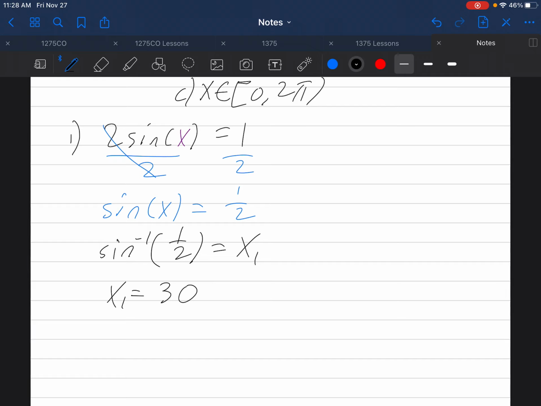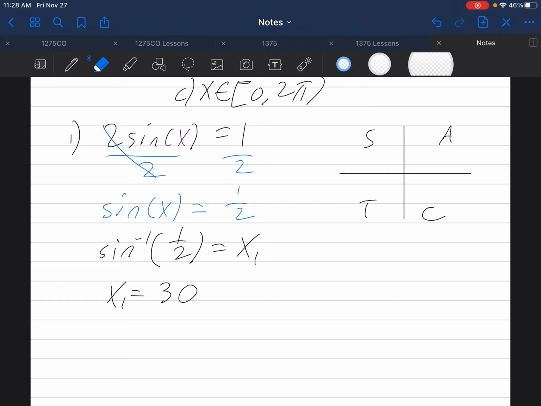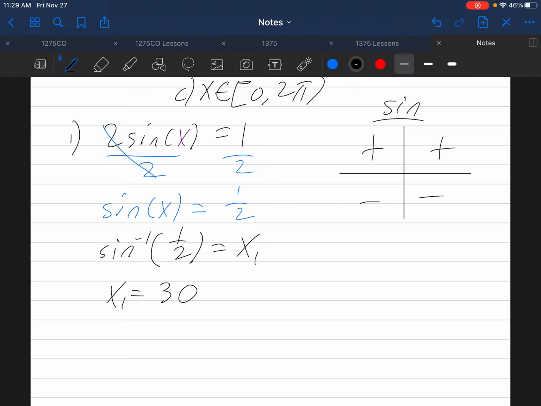And let's take a look. Remember when we did what was called ASTC, all students take calculus? That means, as far as the sine function is concerned, because we are using the sine function for this equation, so we're not really concerned about cosine or tangent right now, the sine function is positive in quadrants 1 and 2 and negative in quadrants 3 and 4.